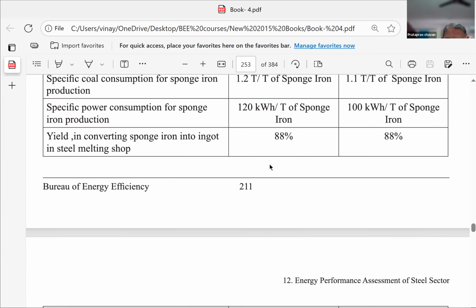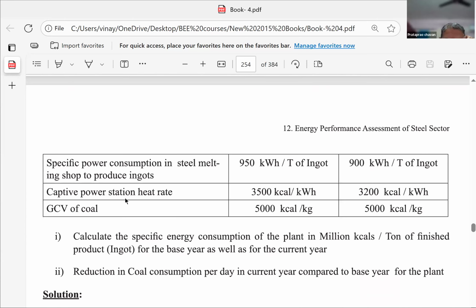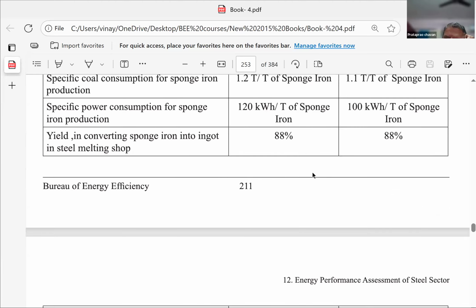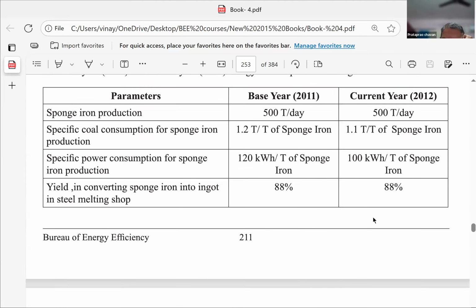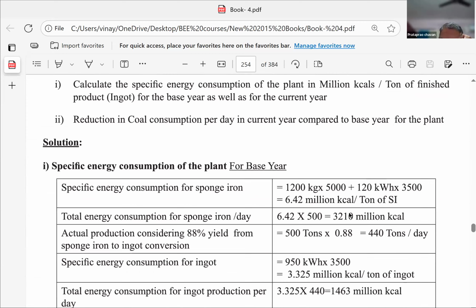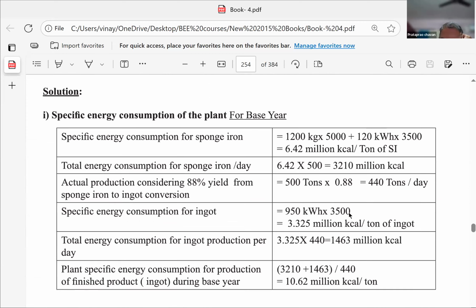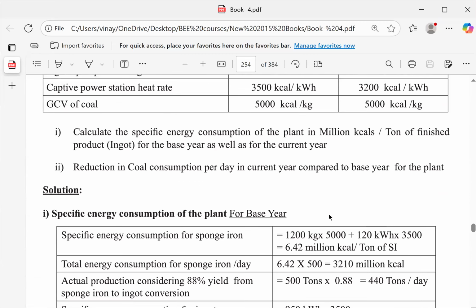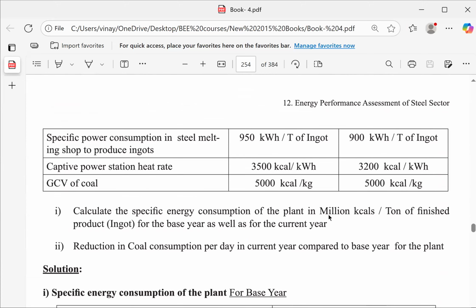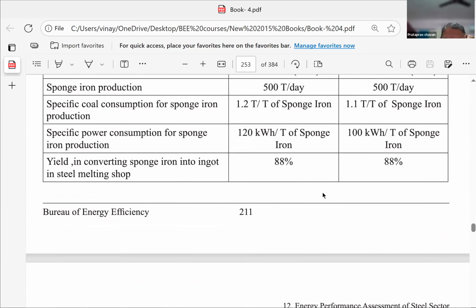Then from this 500, you have converted into specific consumption of ingots. So this 88% is the next value, where it is 440. Otherwise, it is there here. Sir, so the third one, what is it? 440 tons, sir. 500 into 0.88.